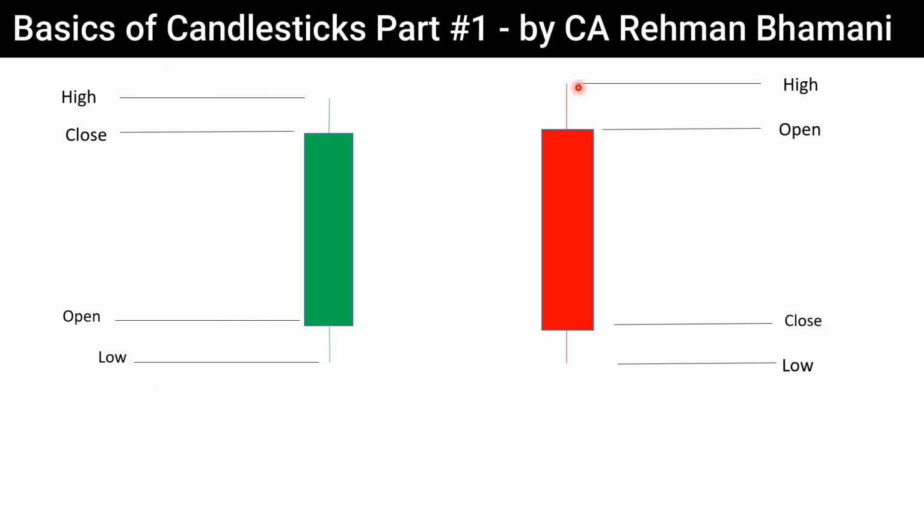High and low is very simple to understand. The highest point of the candle is known as high and the lowest point of the candle is low. The only thing you have to understand is opening and closing. So in green it is moving upwards, in red it is moving downwards, and this part which is filled is known as the body and this line part is known as wicks.